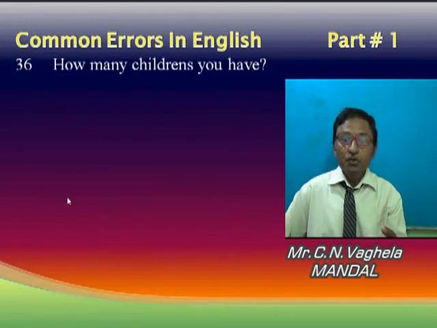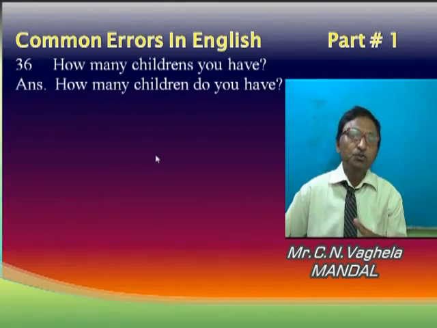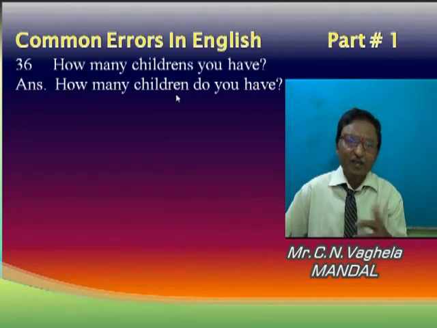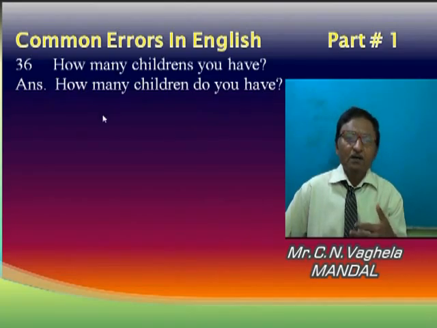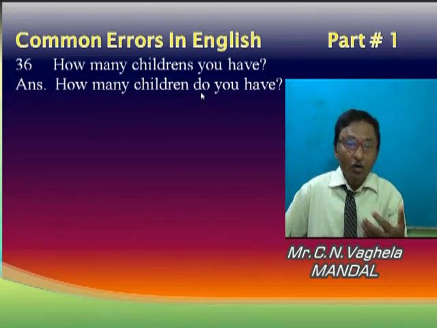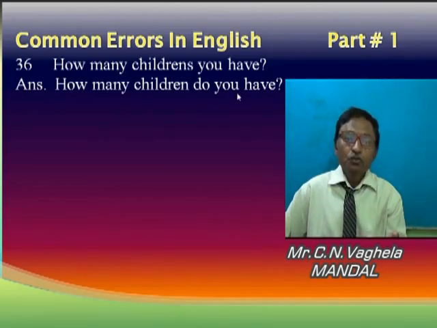How many children you have? It is wrong. How many children do you have? That is correct, because children itself is a plural form, not children's. Another mistake is that in an interrogative sentence we use do or does to form an interrogative sentence in present tense. How many children do you have? Here do you have is simple present tense. So we use do in the beginning of the sentence.